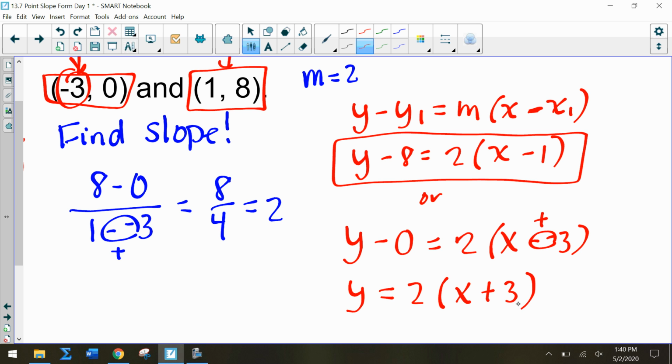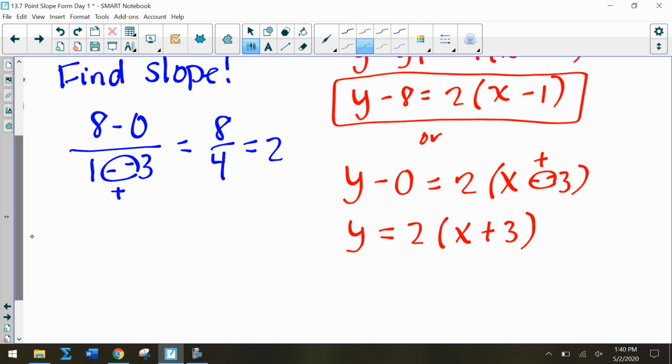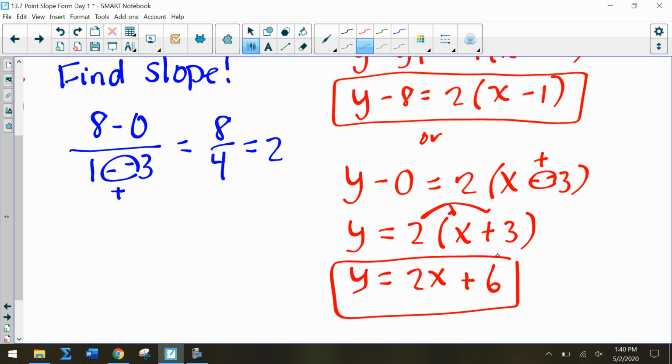And then if we wanted to, we can solve this equation for y, and we can rearrange this into, what form is this? Slope intercept form. y equals mx plus b. So we can always solve these equations for y, and it can be rearranged into slope intercept form, or y equals mx plus b form.